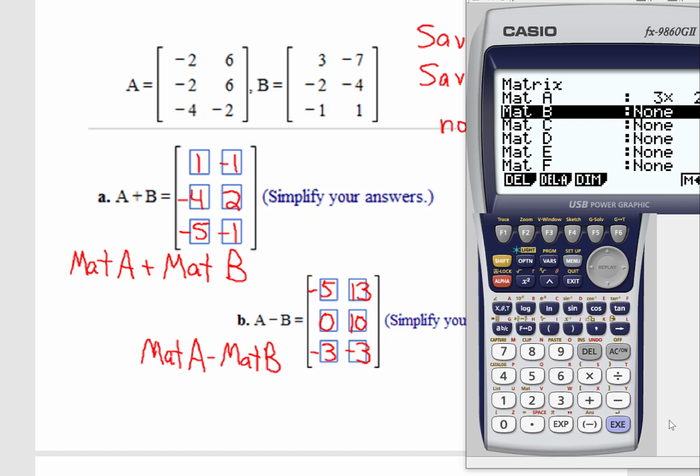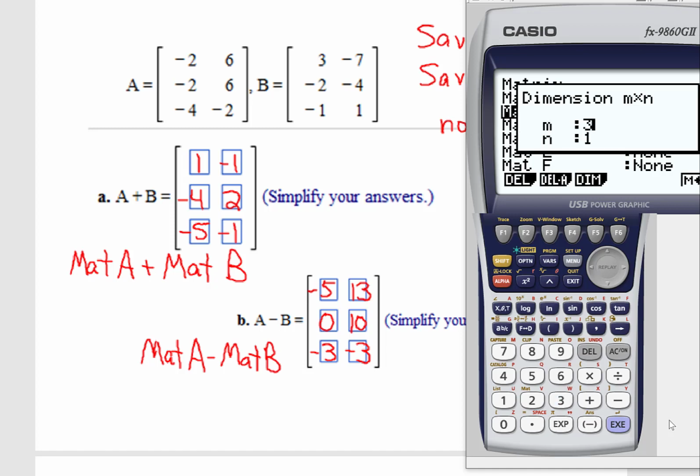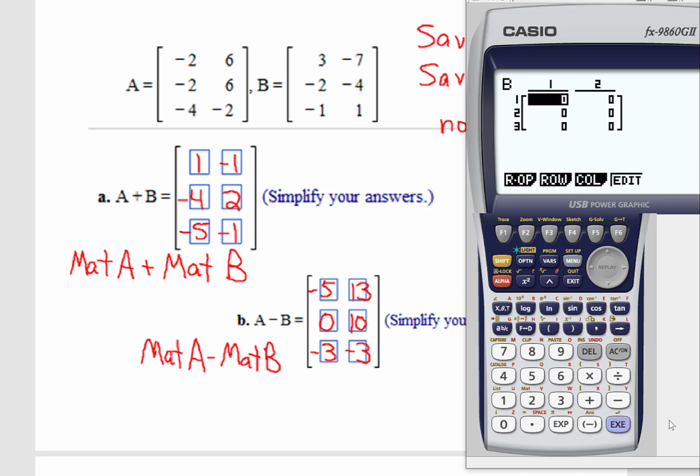Again, I'm just going to start entering in the dimensions. So I'm going to press 3. Notice that it opens up that window for me. Then I put 2 for the number of columns. Go ahead and execute that, and then it opens up the matrix. So now I'm entering in matrix B. 3, -7, -2, -4, -1, 1. I check it.